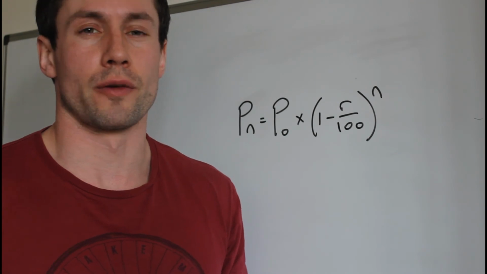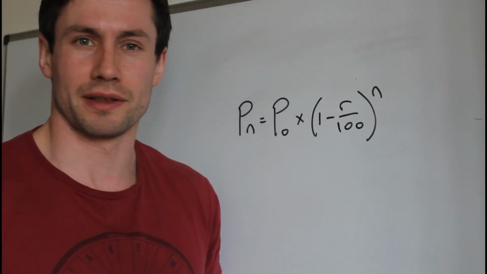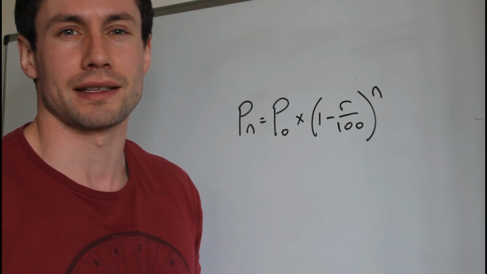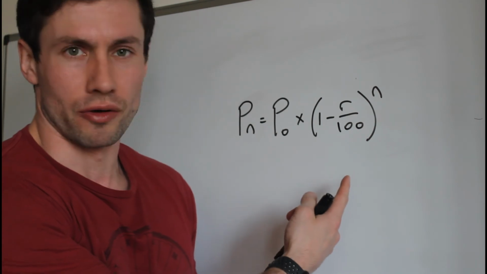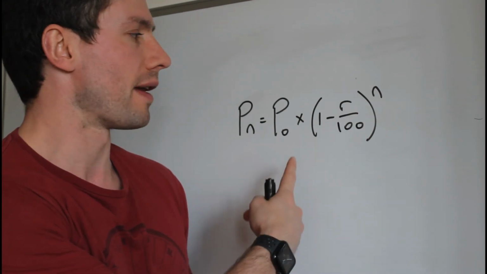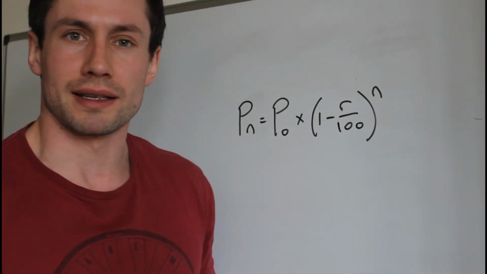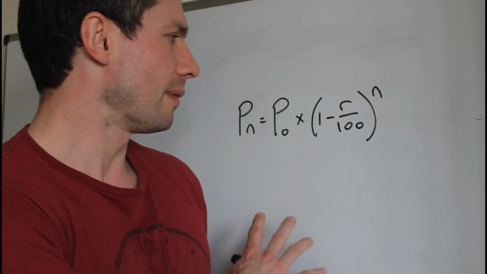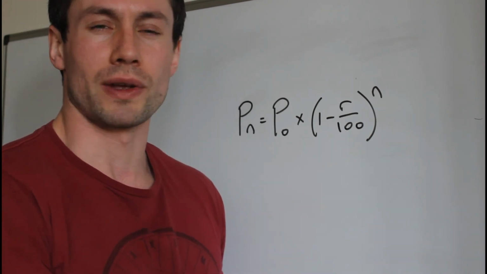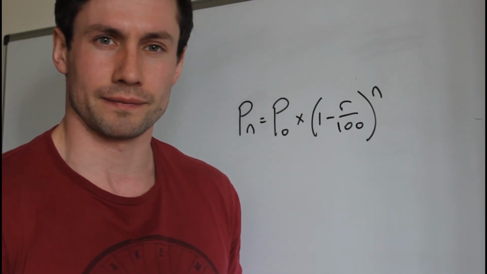Now we're going to go over the formula for compound decay. The formula for compound decay is very similar to that for compound growth. In fact, it's exactly the same apart from one change. Instead of having 1 plus r over 100 in our bracket, we have 1 minus r over 100. All the letters still mean the same thing, so I don't feel any need to go over that now. I'm going to put this in the corner while again we go through an example which shows why this is the formula for compound decay.